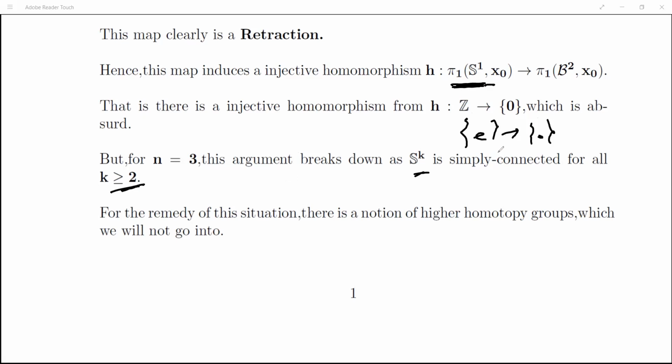So for the remedy of this situation, you have to use the concept of higher homotopy groups, obviously. We only learned pi_1, the first homotopy group. For every natural number n, you can associate a homotopy group pi_n(X, x0). If you look at the nth homotopy group of S^n, then that will become the integers, and then you can apply this argument. I will not go into that, since we have not done this thing. I myself also haven't read about the higher homotopy groups, but this is the idea basically.